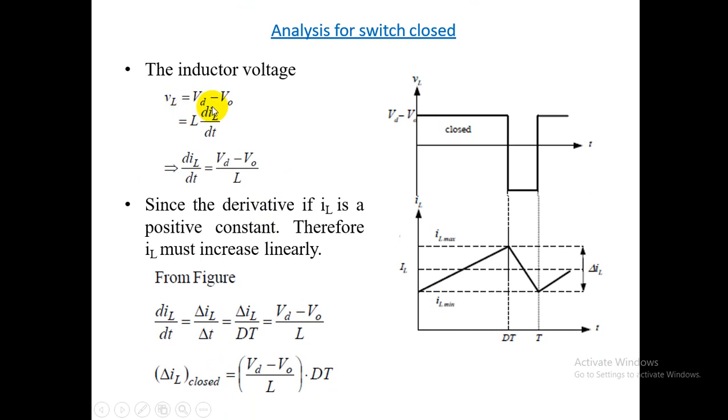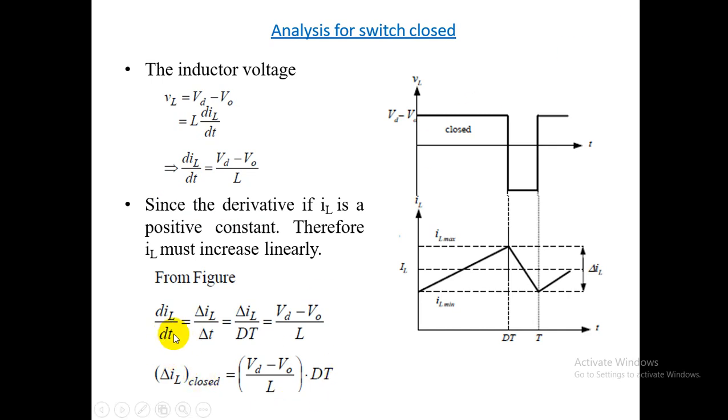This is VL equal to Vd minus V naught, that is equal to L di by dt. Comparing both, we are getting dIL by dt is equal to Vd minus V naught upon L, because L is on the left side. Since the derivative of IL is a positive constant, IL must increase linearly, which we can see in the diagram.